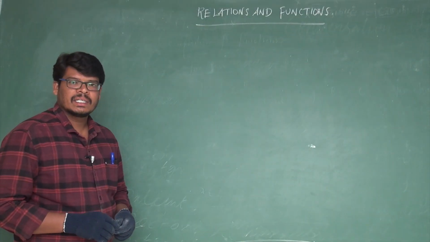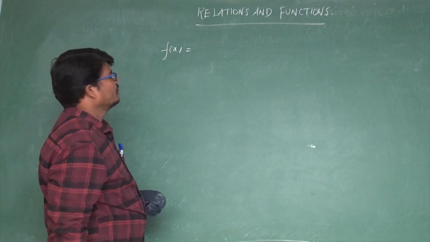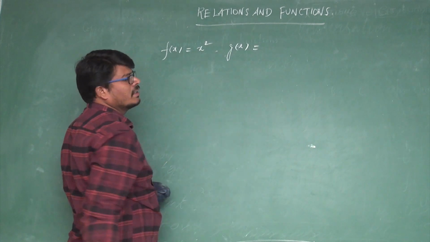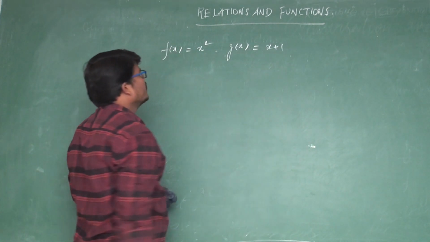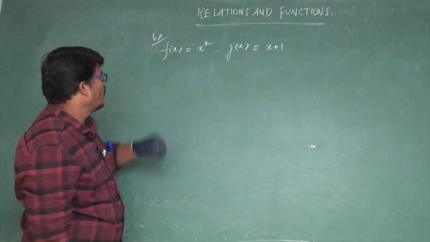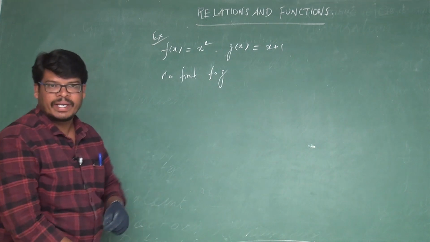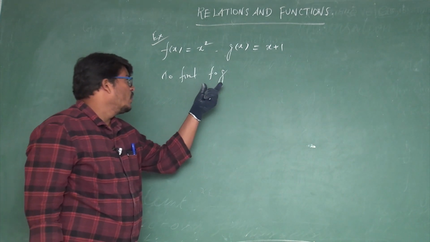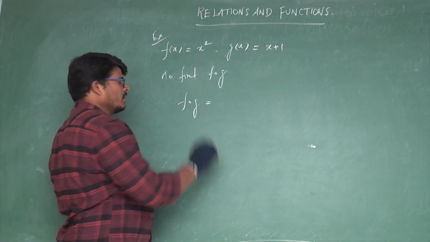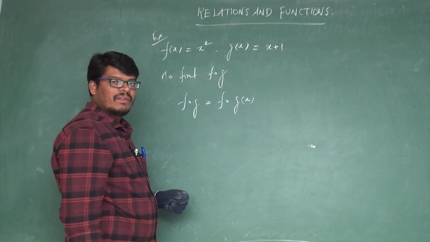Now we discuss one example. Given f of x equal to x square and g of x equal to x plus 1. Now to find f dot g. Already we wrote f dot g is f of g of x.